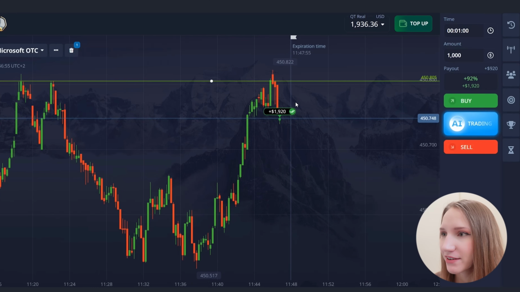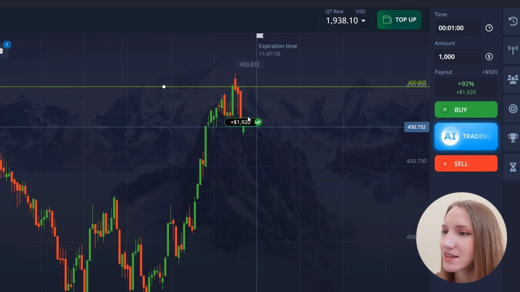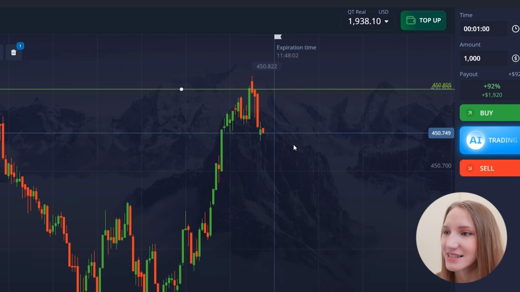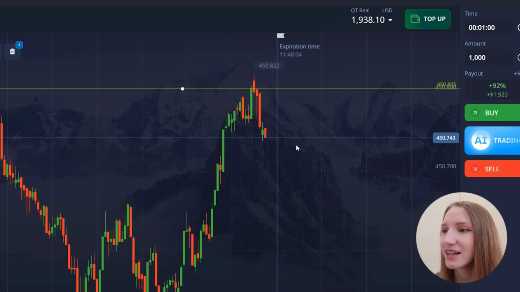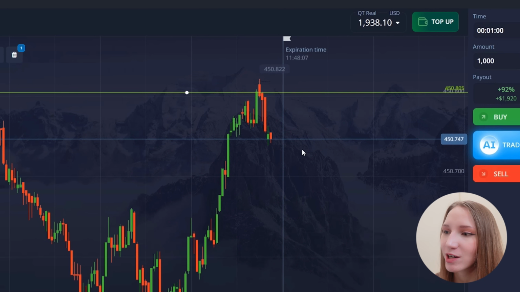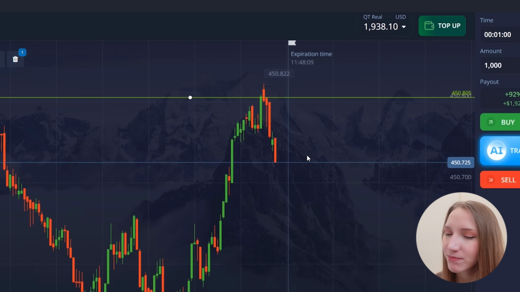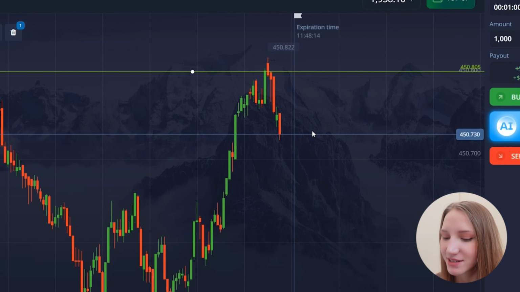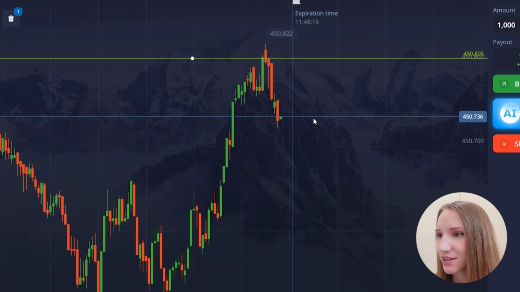So guys, it is very good because you can see after the false breakthrough there was the pullback down, the red candlestick. So we made money here, and this situation is very interesting. So we've prognosed everything correctly and the price moved according to our scenario. So let's continue with another situation.